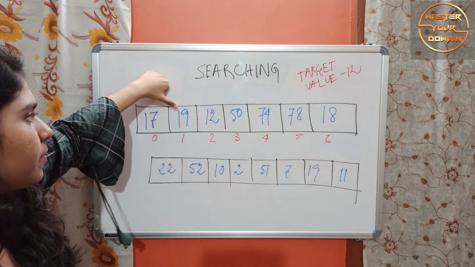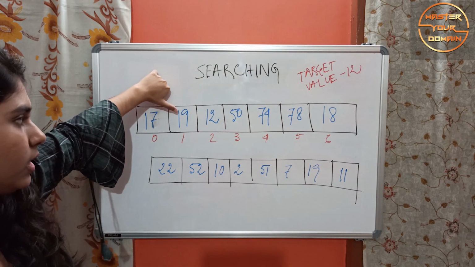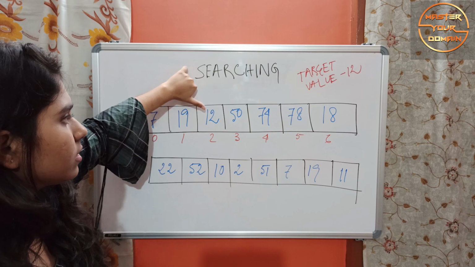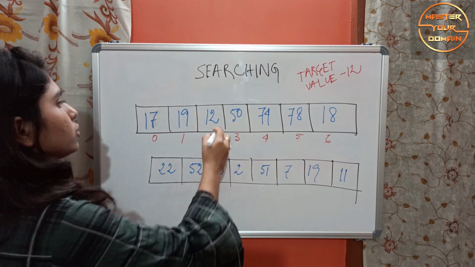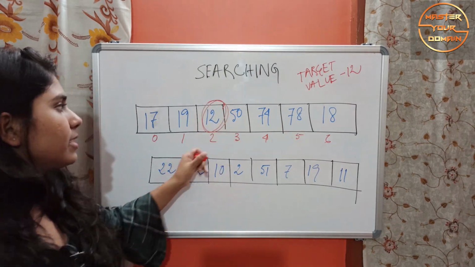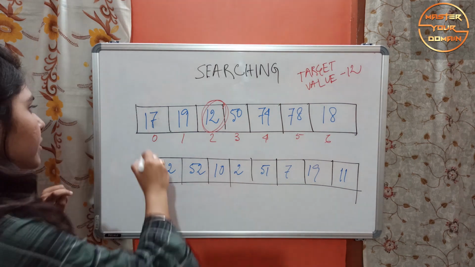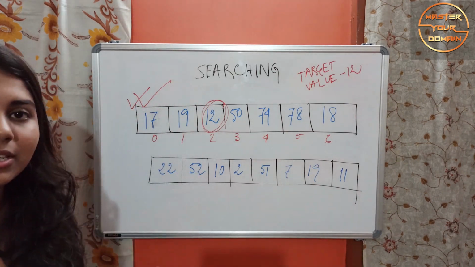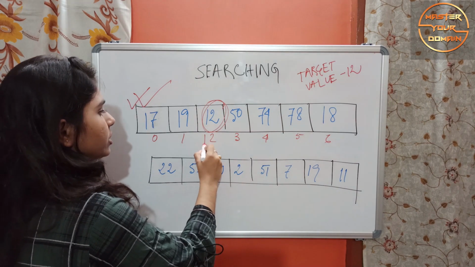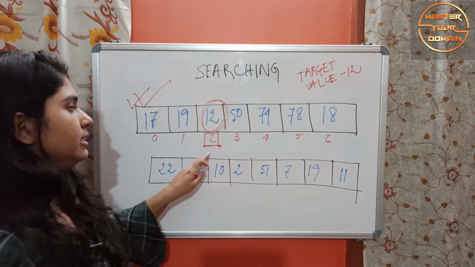Let's search further. The second element is 19. Again no. The third element is 12. So we can see that 12 is present in the first array. So we can say that our search is successful, and the position of our target element in the first array is 2.